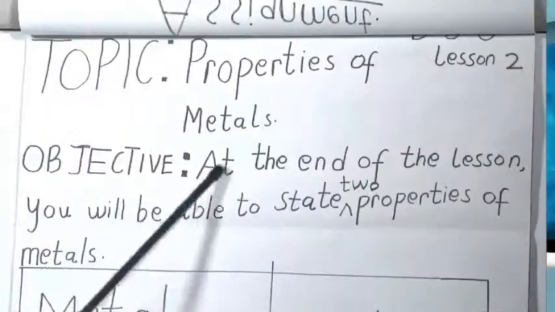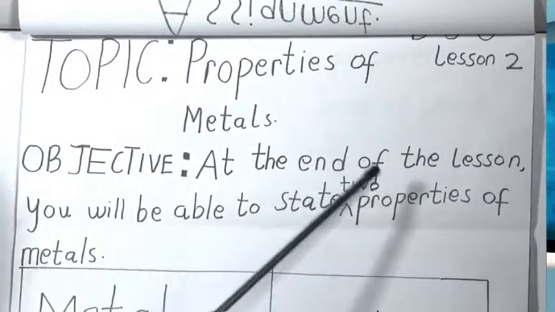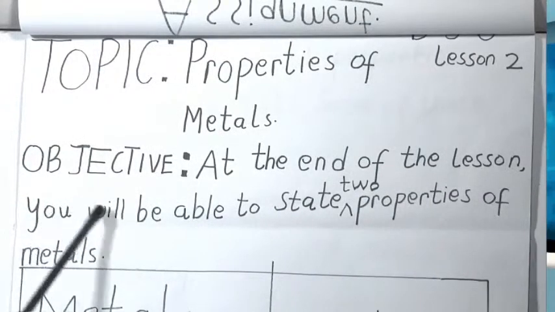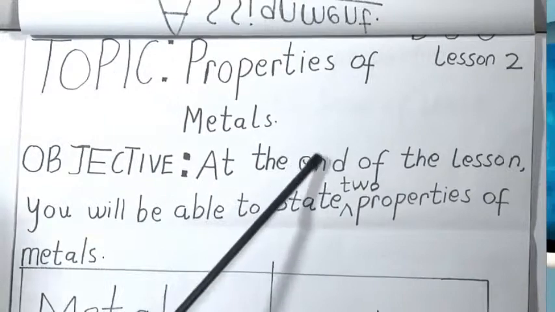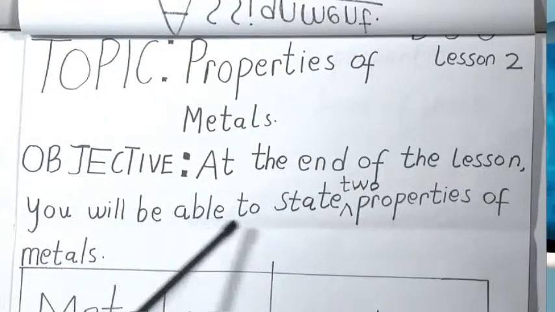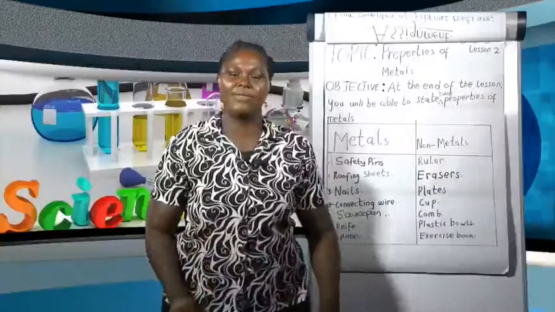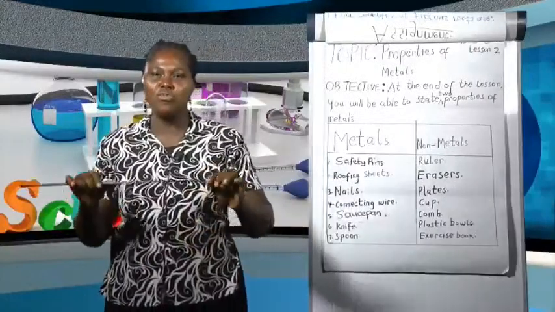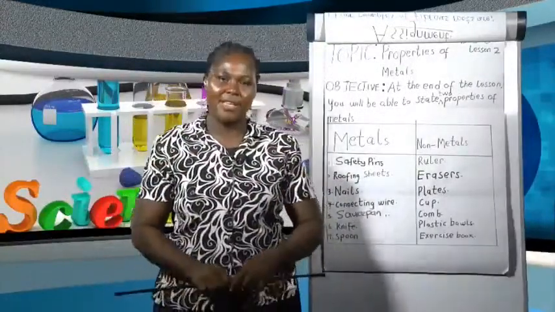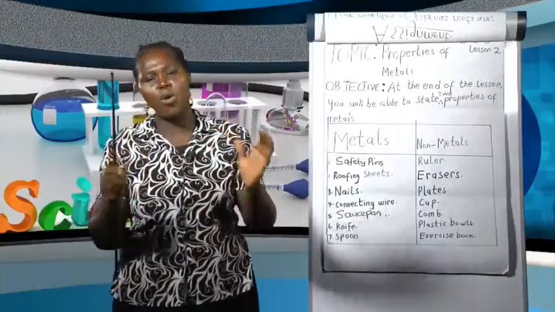Objective. At the end of the lesson, you will be able to state two properties of metals. Now, this is our objective. So you pay attention, and at the end, you will be able to state the two properties of what? Metals.